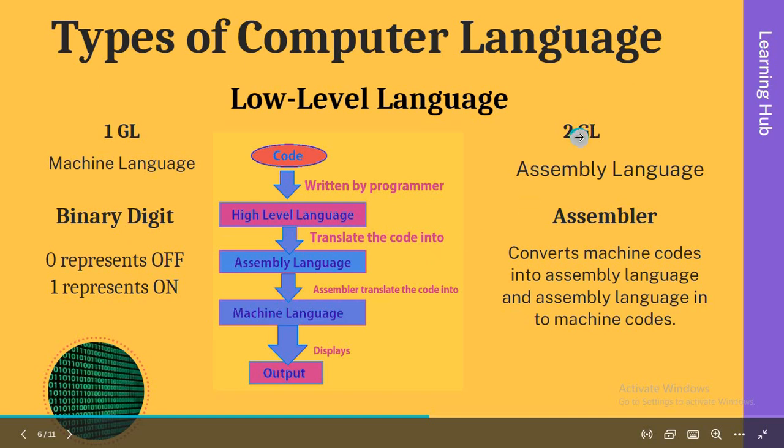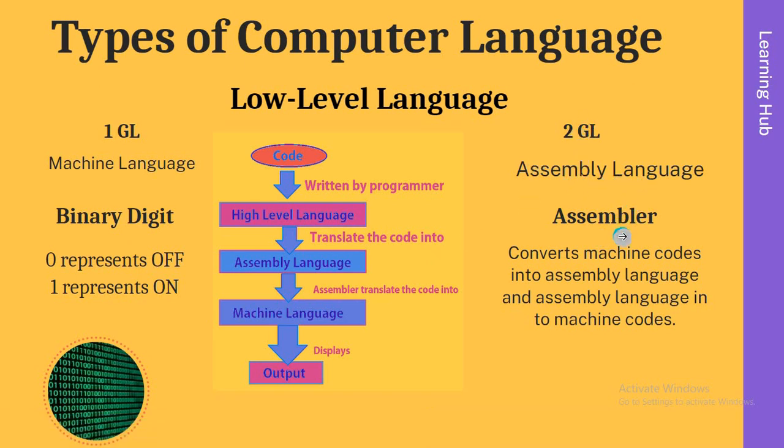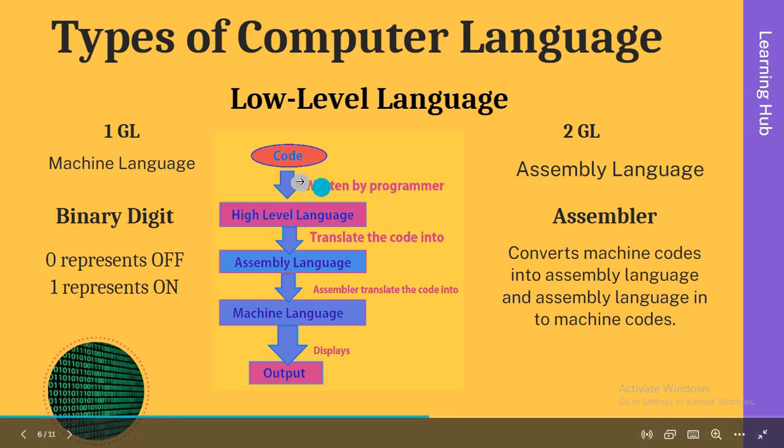And what is 2GL? 2GL is assembly language. An assembler is used. Assembler is a translator program that is used to convert 2GL to 1GL. 2GL को 1GL में convert करने के लिए एक translator program use होता है. That translator program is known as an assembler. It converts machine code into assembly language and assembly language into machine code.